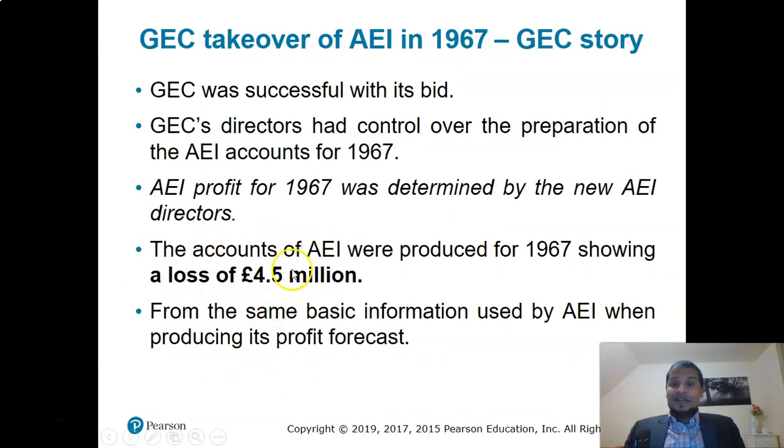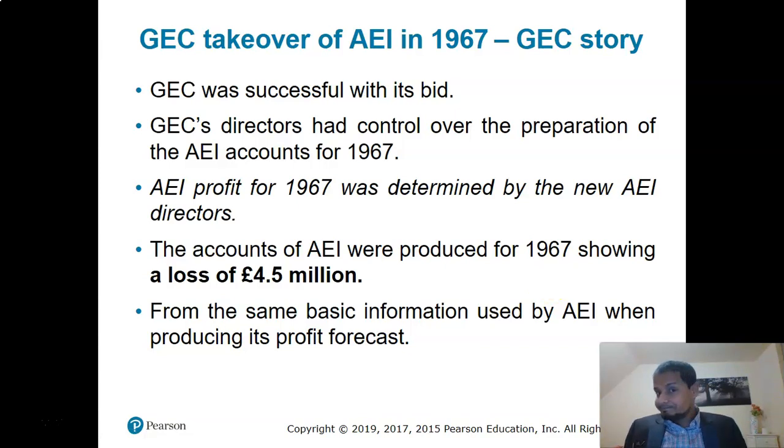It's not 10 million profit; it was actually 4.5 million loss. So what happened? What's the difference? 10 million profit, and on the other hand, 4.5 million loss. The difference is actually 14.5 million. This is the forecast AEI made in 1967, at the same time, using the same information that is being used by GEC.